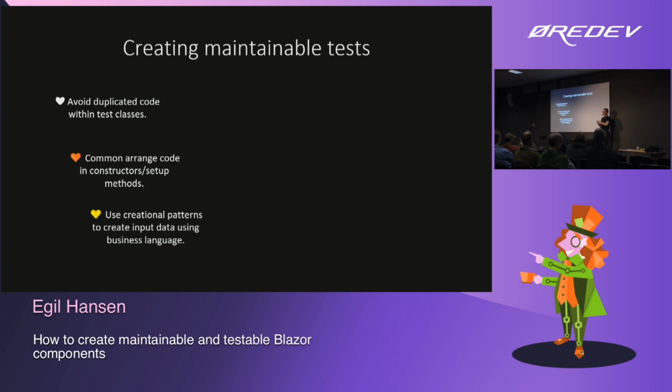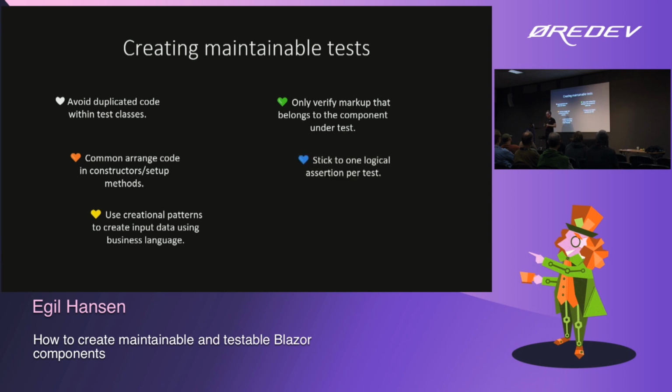It could also be using creational patterns or libraries for helping create test input data. I tend to favor something like Bogus or AutoFixture to help generate my test data so things are more natural, or create helper methods, create factory methods that use the domain language to make it easier to read and understand what's going on in a test. For Blazor-specific tests, I try to only verify the markup that actually belongs to the component that is being tested right now. And I try to stick to one logical assertion per test.